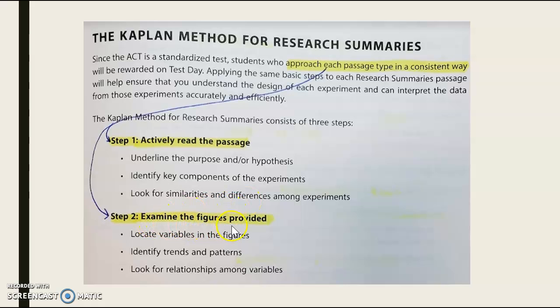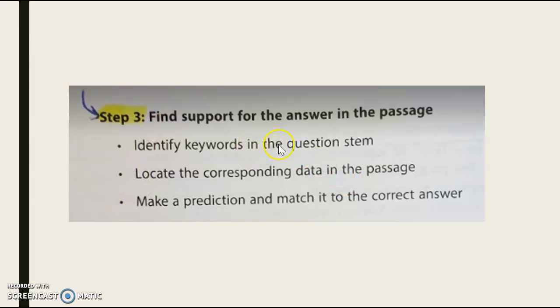And then secondly, looking at the figures provided, data tables, graphs. We saw previously that it's quite important to look at what the value of the X and Y is and how things are being measured, as well as any trends or relationships you might see. Also, finding support for your answer in the passage. Once again, use your predictions. You're creating predictions here, and then you would match that prediction to the correct answer. So ultimately, nothing new here. It's kind of keeping things consistent. Once again, if things are consistent, it does make it easier for our brain to process these types of questions.